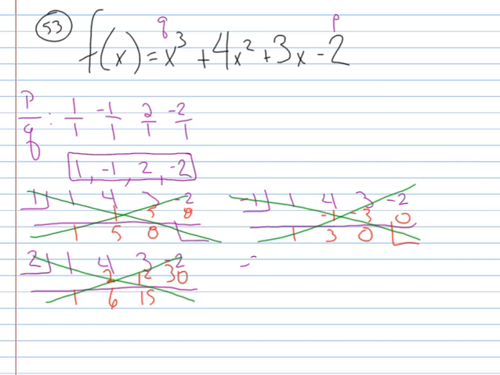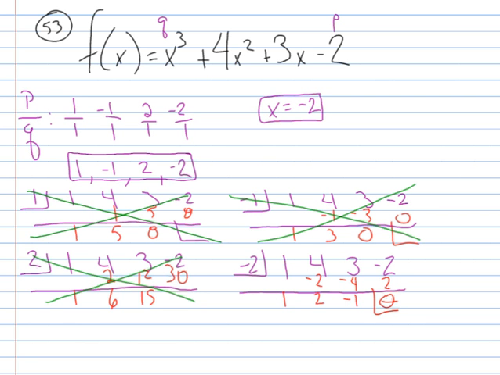So let's see, hopefully this one works, negative 2. I have 1, 4, 3, negative 2. Doing my synthetic division, I bring down my 1. This is a negative 2. This is a 2, so that's a negative 4. This is a negative 1, so that's a positive 2. Winner, winner, chicken dinner. We have now found one solution. One of our solutions is x equals negative 2.